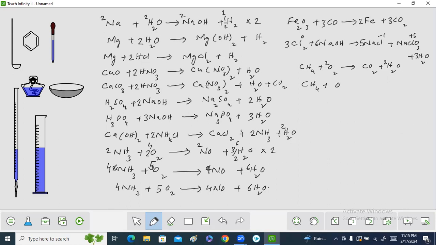This methane can also react with oxygen when you have a limited supply of oxygen, and a poisonous gas, carbon monoxide, is formed. So let's balance this equation, the one carbon, 4 hydrogen. So we can put 2 here to make it 4. Now 2 plus 1, 3 oxygen. So 3 by 2. Then multiply the whole equation with 2 to make it whole numbers. So this is 2CH4 plus 3O2 and then 2 carbon monoxide and 4 H2O. So this is the balanced chemical equation of the incomplete combustion of methane.